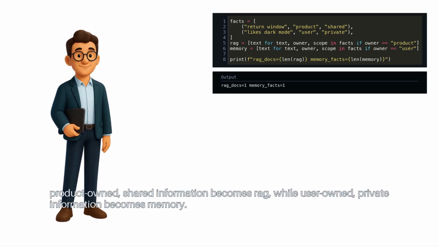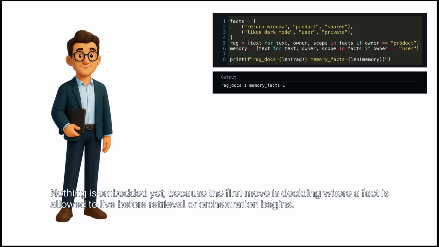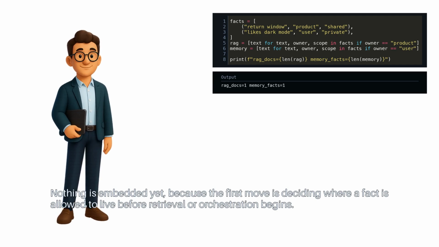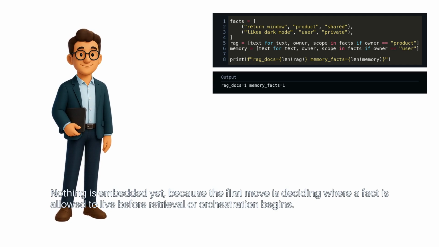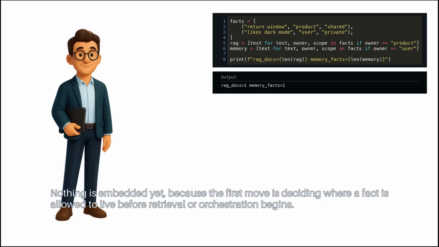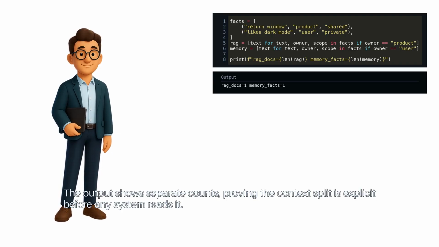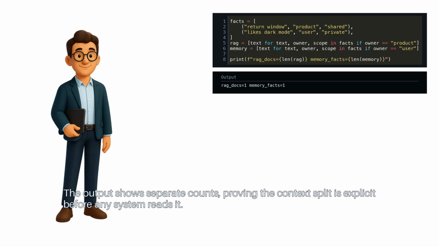Product-owned, shared information becomes RAG, while user-owned, private information becomes memory. Nothing is embedded yet, because the first move is deciding where a fact is allowed to live before retrieval or orchestration begins. The output shows separate counts, proving the context split is explicit before any system reads it.